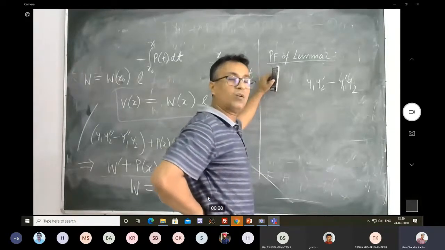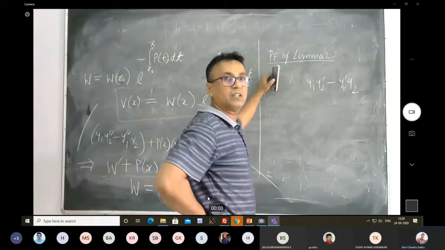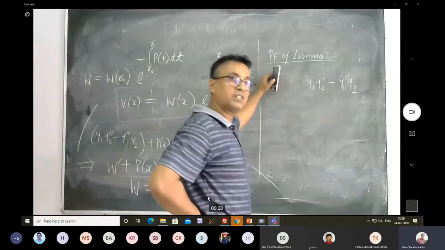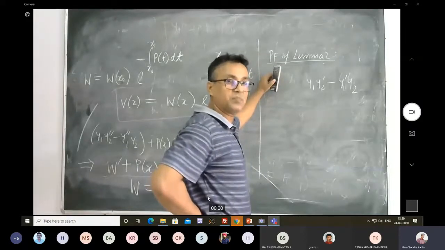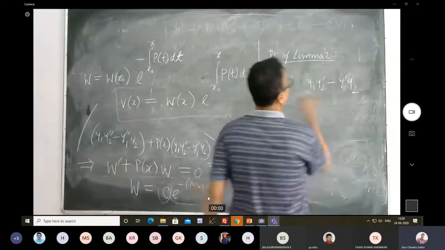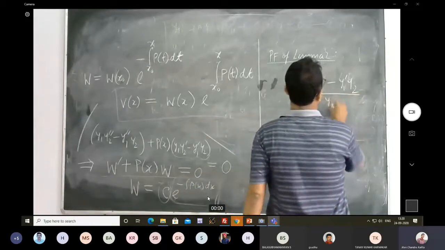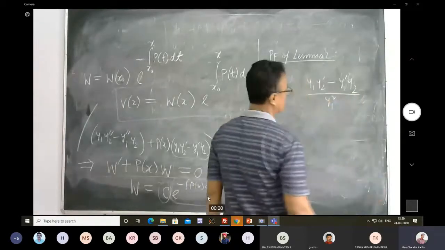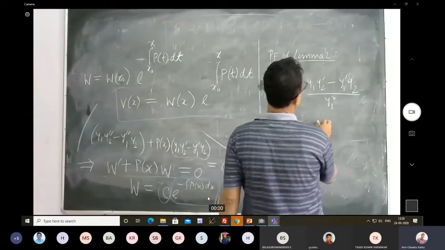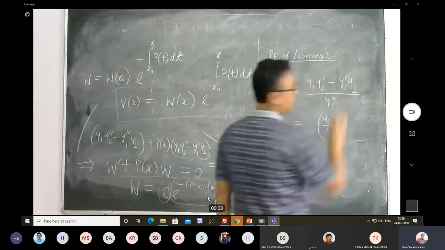If y1 or y2 is identically 0, definitely they are linearly dependent, right? Because any set containing the 0 vector is linearly dependent. So let us assume that they are non-zero. If they are non-zero, then if I think about this expression, this is nothing but y2 by y1 prime.